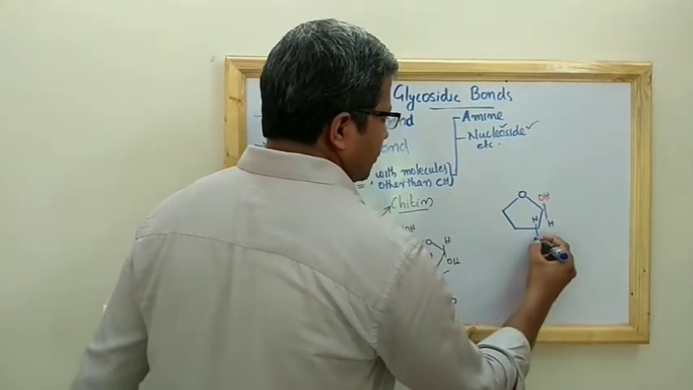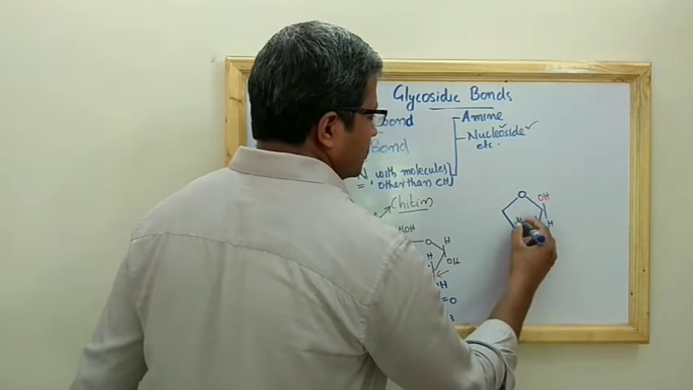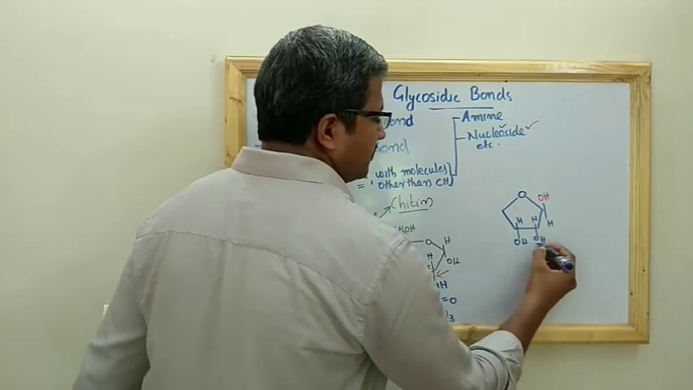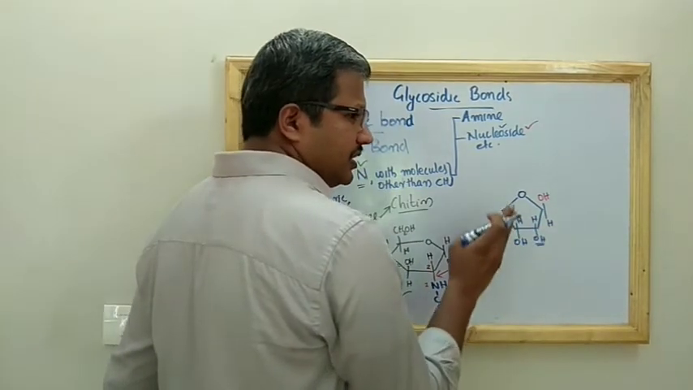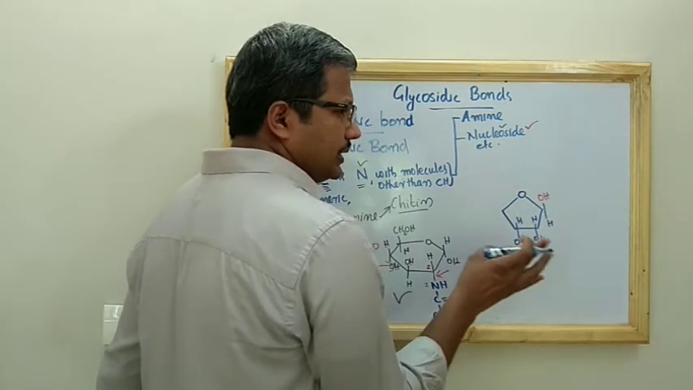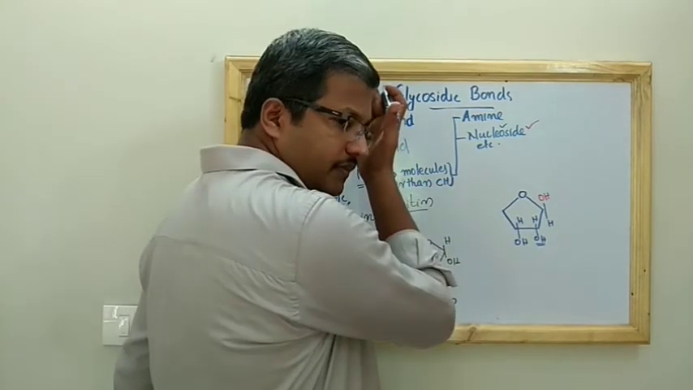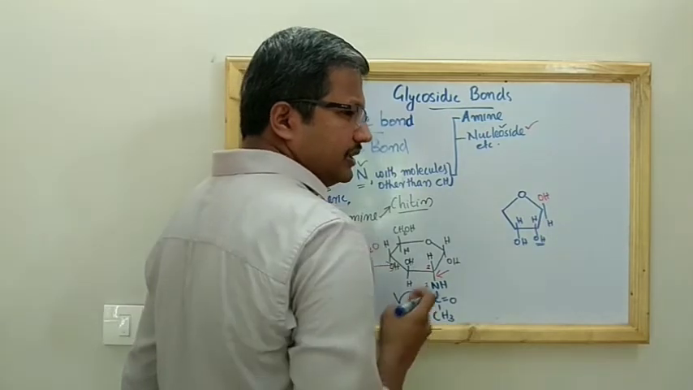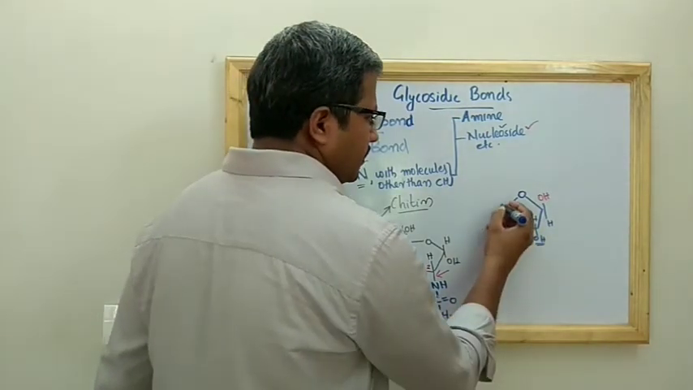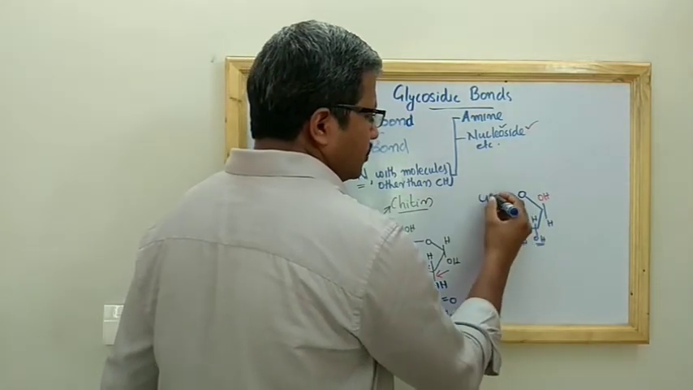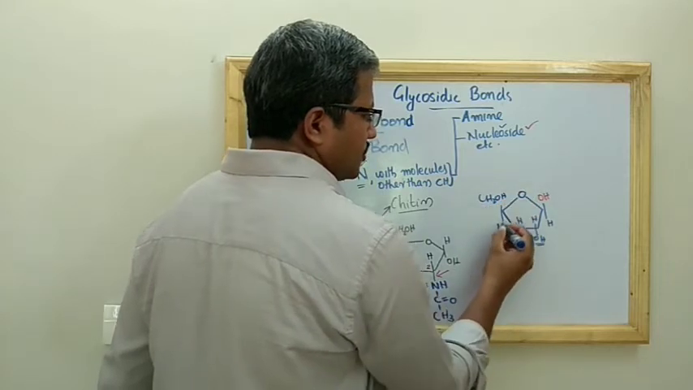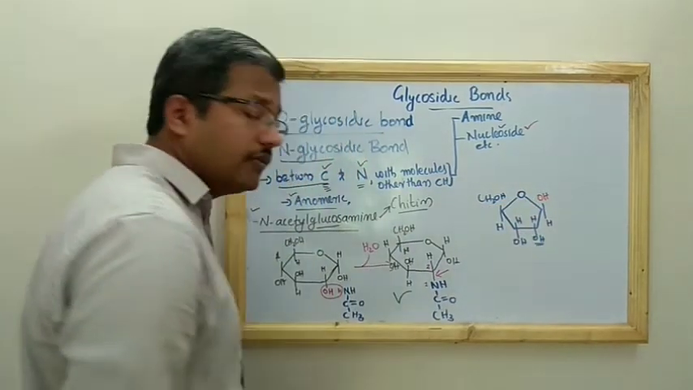So HO, H, OH. Please keep in mind I am just drawing OH because I am just writing ribose, not the nucleoside that is present in case of the DNA. Instead it is RNA ribose. So CH2OH, H. So this is the ribose.